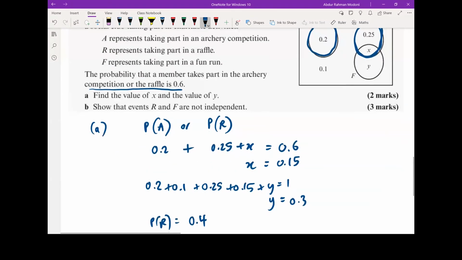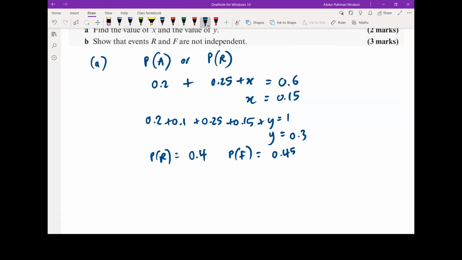And the probability of F is equal to everything inside the circle F, which is X plus Y, and X plus Y is 0.45. For these two events to be independent, the probability of R times the probability of F would need to equal the probability of R intersect F. If you multiply those two together, the probability of R times the probability of F works out to be 0.18.